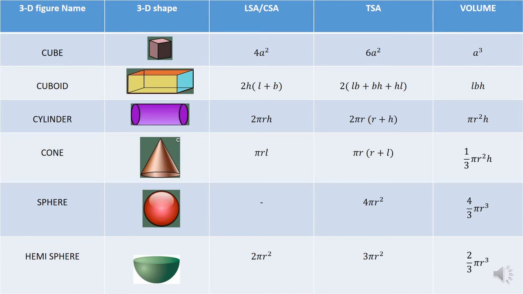There are two types of surface areas. One is the lateral surface area and the other one is the total surface area. I think it is very clear to you all. So let us go to the other topic.